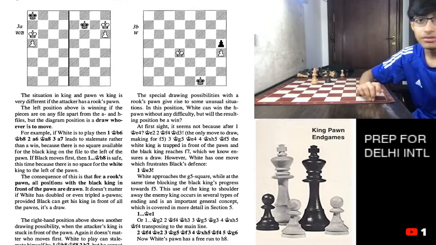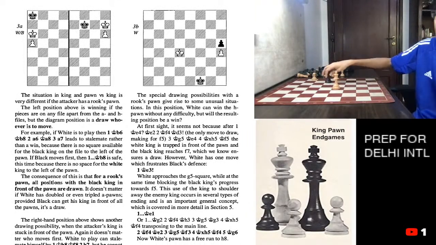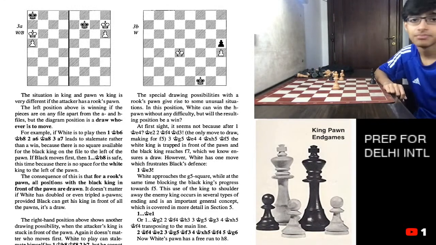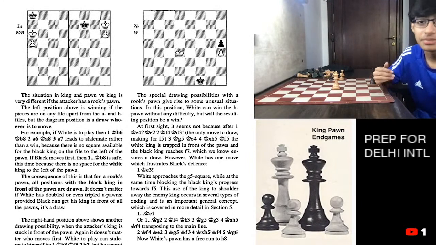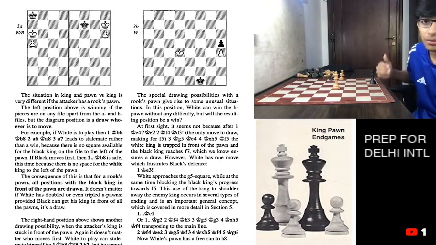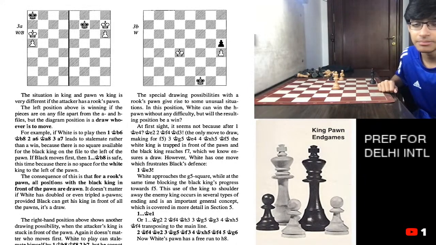Moving on to the next position, we have the king on d4, black king on f1, pawns on h4 and h5. Okay, the special drawing possibilities with a rook pawn given to some usual situations. In this position, white can win the h pawn without any difficulty, but will the result lead to a winning position?